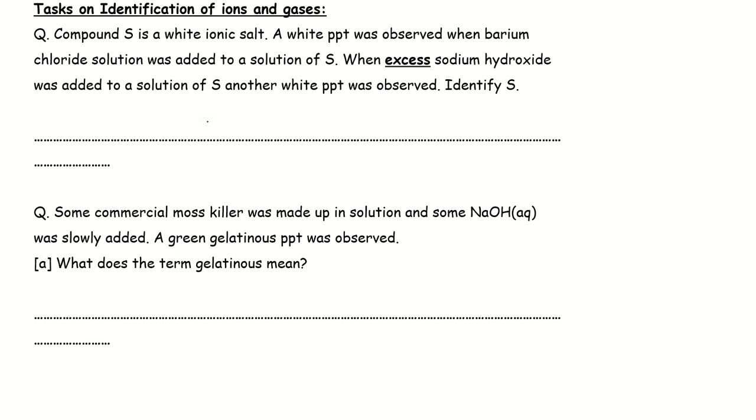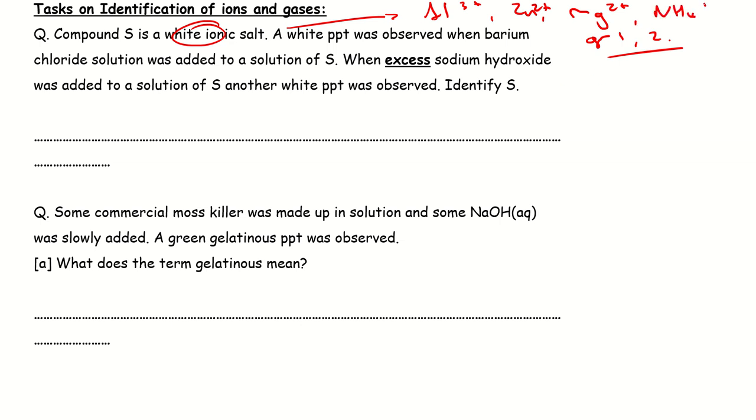So we've got compound S, which is a white ionic solid. The first thing you should take from that is that it probably contains aluminium ions, zinc ions, magnesium ions. Really any group 1 or group 2 compound could be in there, plus the aluminium, and the other one is an ammonium ion. So it doesn't narrow it down massively, but at least it gives us a bit of a start.